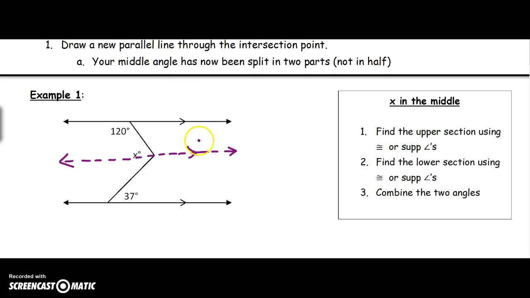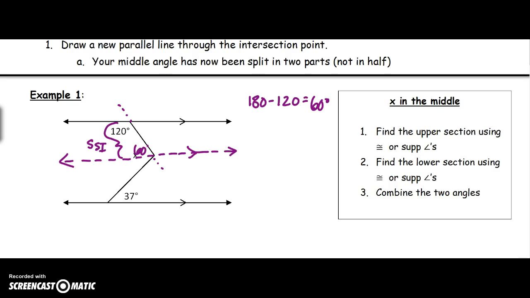So think about when you have two parallel lines, and this could be your transversal. When you have same side interior angles, are they supplementary or congruent? In this case, they are supplementary, so they would add up to 180. So you would do 180 minus 120, and that gives you 60 degrees. So the upper portion of x is going to be 60 degrees.